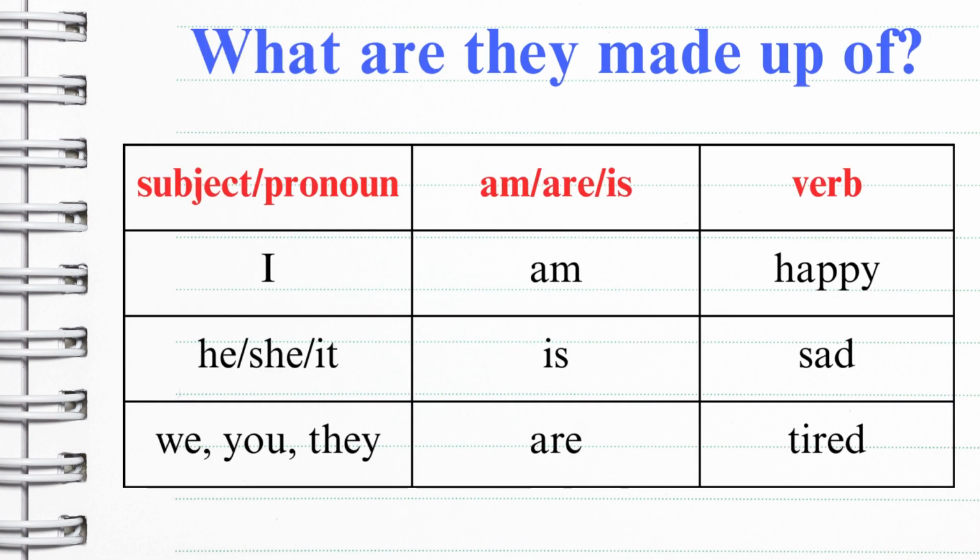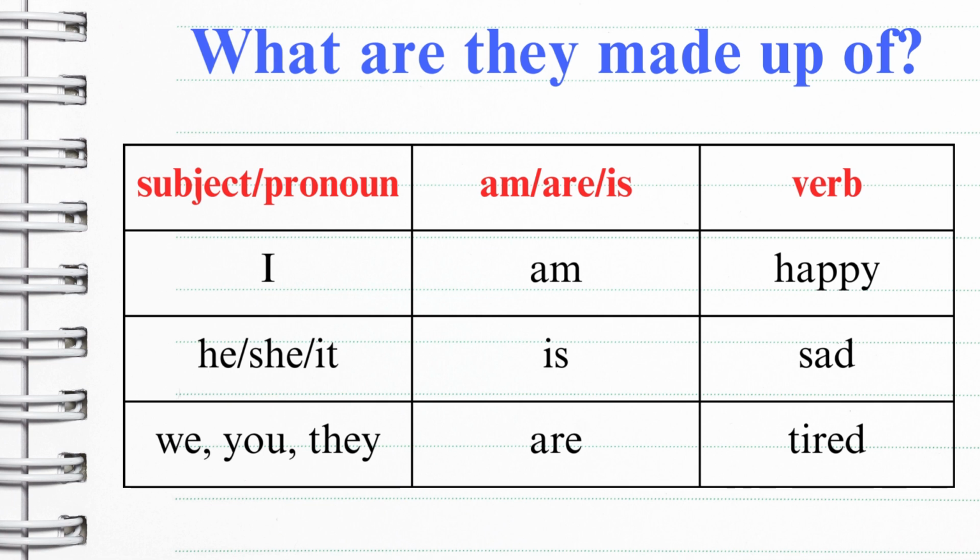So what are they made of? So they all have a subject or pronoun, and they all have an am, are, or is connected with a verb. So I'll explain that a little bit better. I'll explain this table to you.